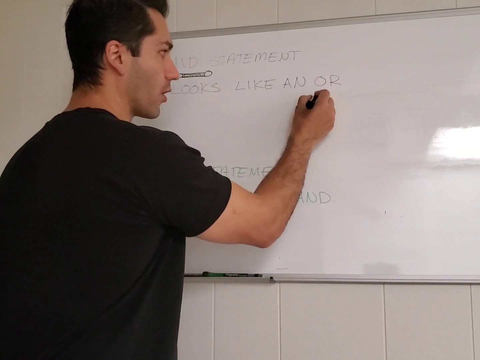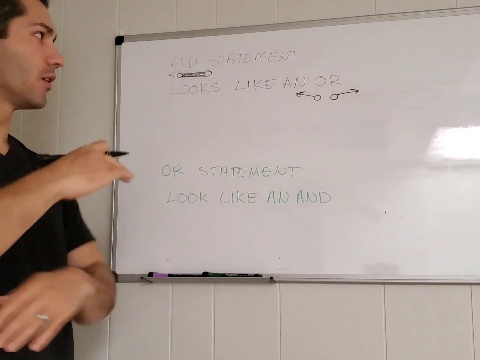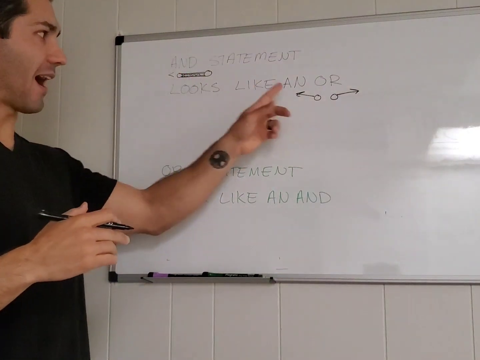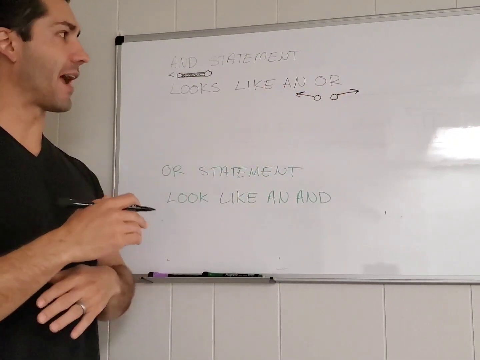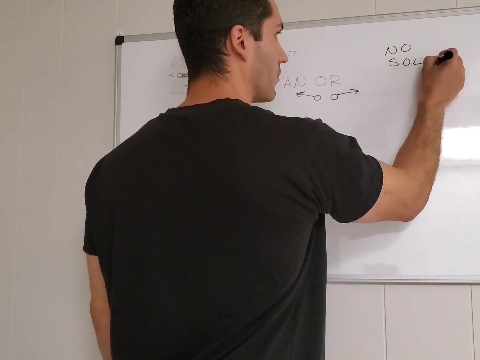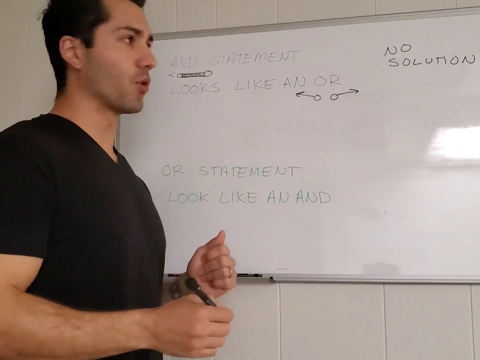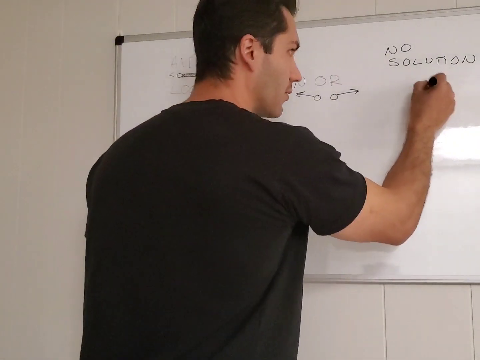If it looks like an or, I can't get that overlap, which means I want two things to happen. I can only get one of each. I can't get both to happen. This is no solution. And like I said, that's annoying to write. I just spent more time on that than I wanted. You can just do the null set.